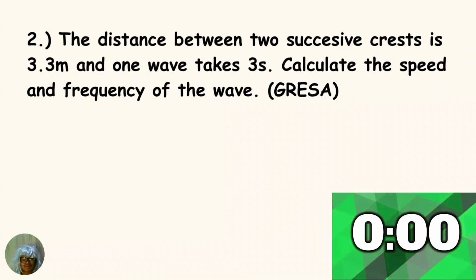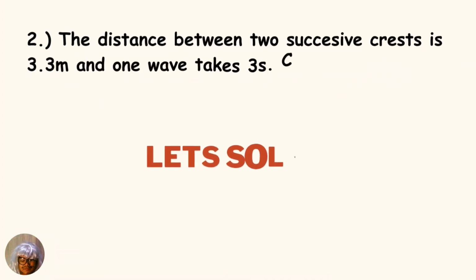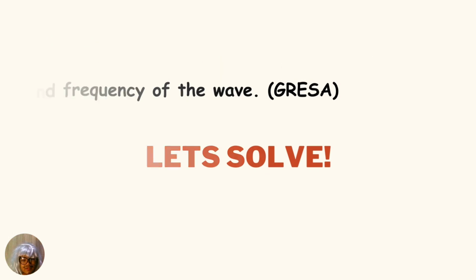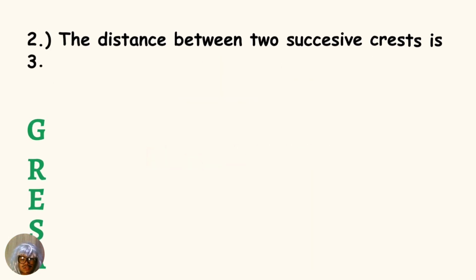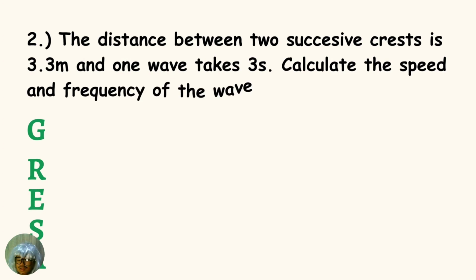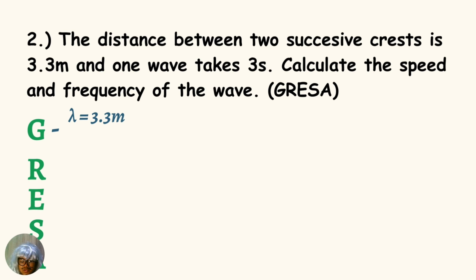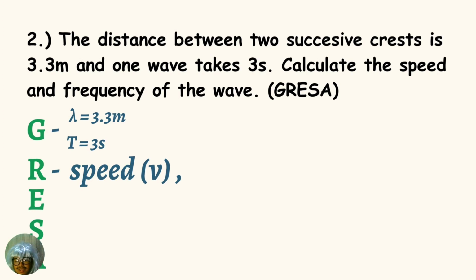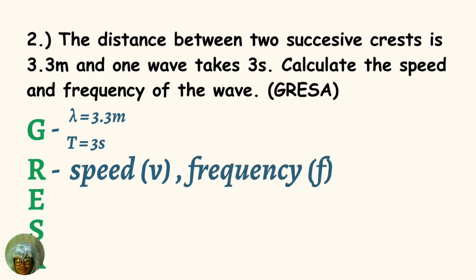Okay, time is up. Time to solve. So our given here, the distance between two successive crests, that is the wavelength, which is 3.3 meters. So our wavelength is 3.3 meters, and our period, one wave takes 3 seconds. That is our period, 3 seconds. And our required in this problem is the speed and frequency of the wave.